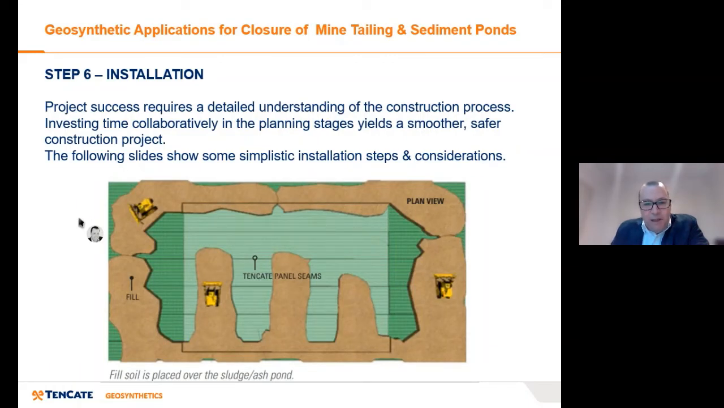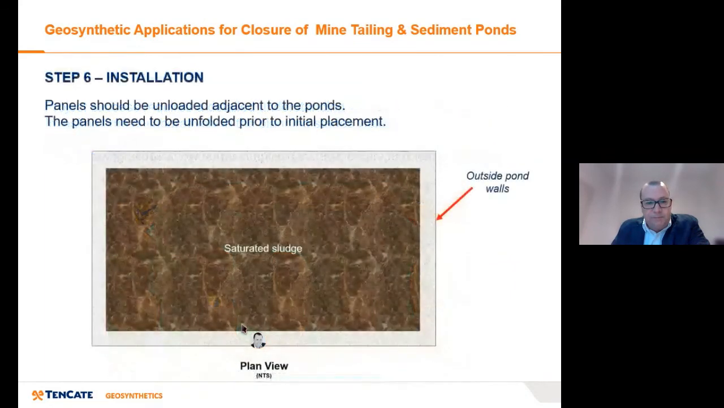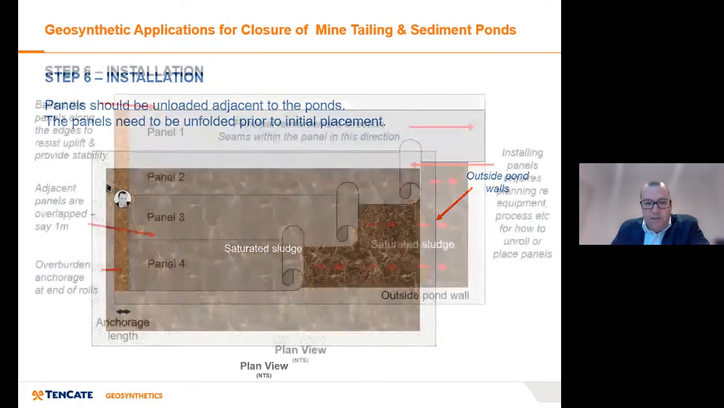So this is a bit of a summary slide. You can see that if the panels are laid this way, you've got seams, you're putting some anchorage load around on the panels, and then you're working perpendicular by pushing out finger berms. And that's where, as I said before, the dimensions of the finger berms and the spacings can all be worked out in the design phase. So let's just go through quickly, step by step. This is plan view. The panels will be delivered to site. They'll need to be unfolded, but essentially what you've got here is the pond walls and the saturated sludge.